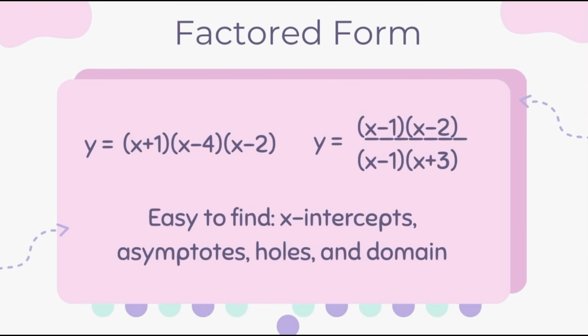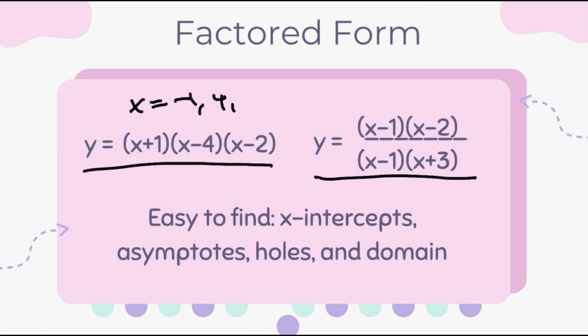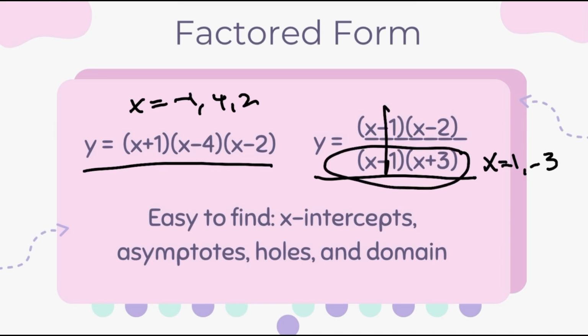This is the factored form of a polynomial, and this is the factored form of a rational function. It is easy to find x-intercepts, asymptotes, holes, and domain in factored form. For example, here you can find that some of the x-intercepts are -1, 4, and 2. For asymptotes here, you can find that the asymptotes are x equals 1, -3. Holes, you can cancel these out to find the hole. And domain, whatever makes the denominator a 0 will not be part of the domain.